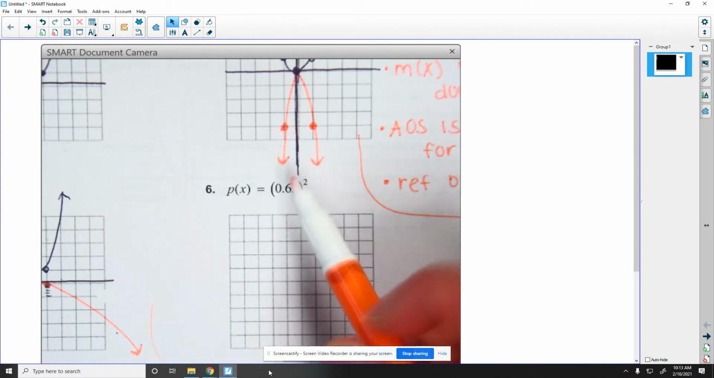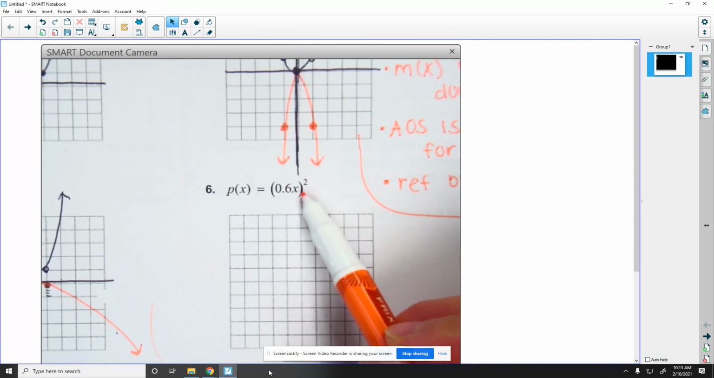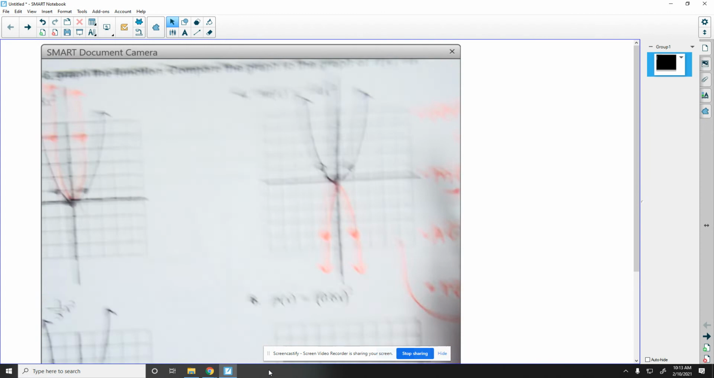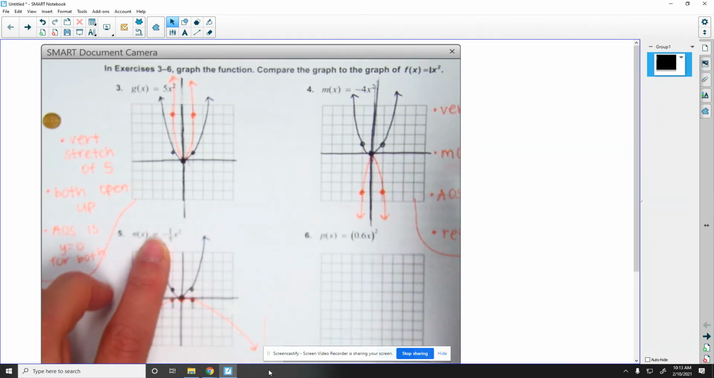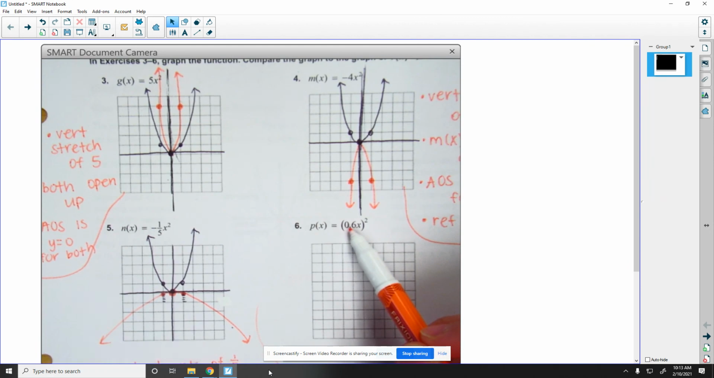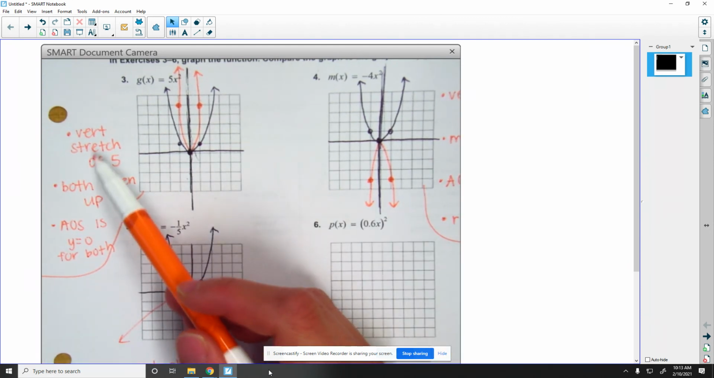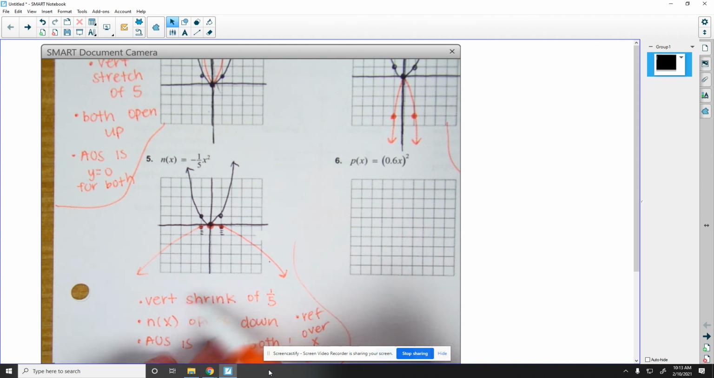The last one, do you see how there's a parentheses here, around the number and the x? There is no parentheses here. There is no parentheses here. There is no parentheses here. So this one looks completely different. So some of you might be like, this is a vertical stretch. This is a vertical stretch. This is a vertical shrink.